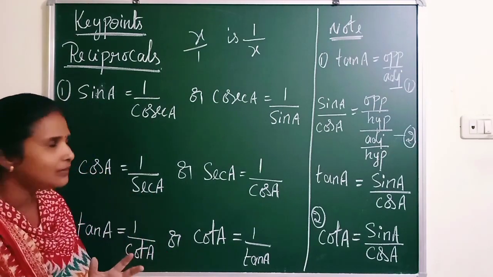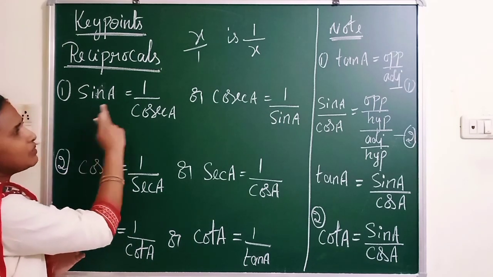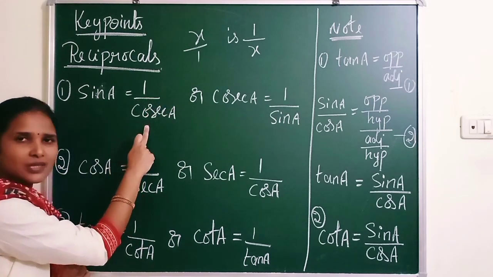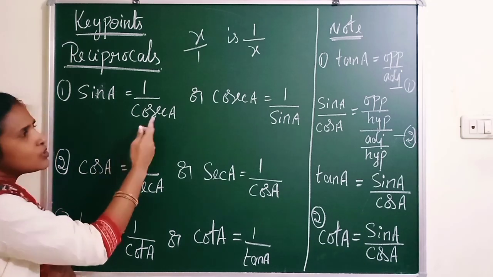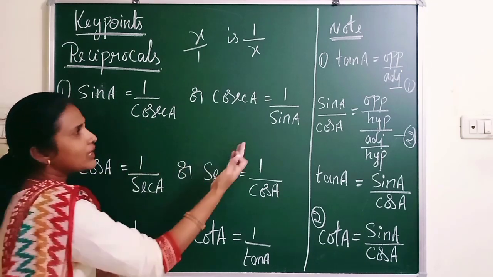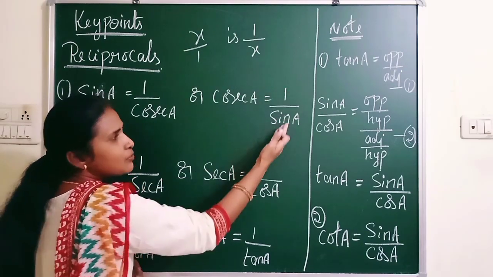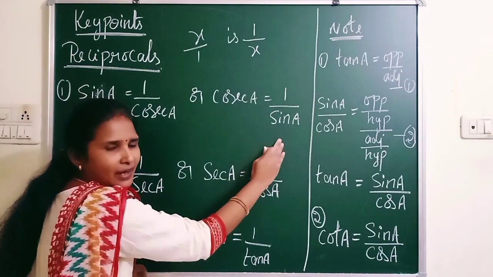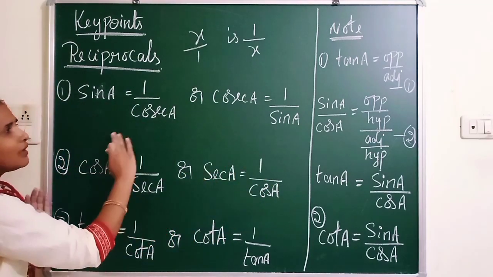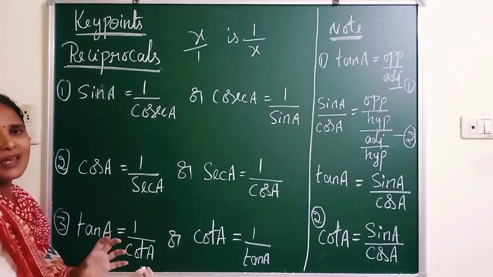So I can write sine A as 1 by cosec A. That is, sine is a reciprocal of cosec. In another way, you can write that cosec is also the reciprocal of sine, that is, cosec A equals 1 by sine A. So these two are the relationship between sine and cosec.